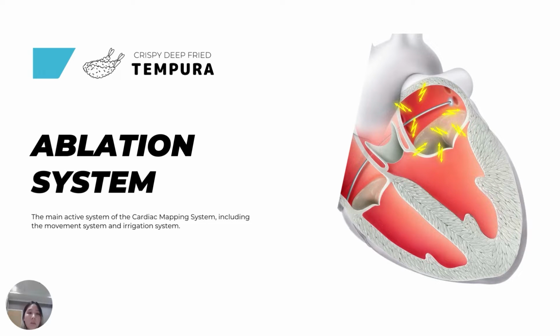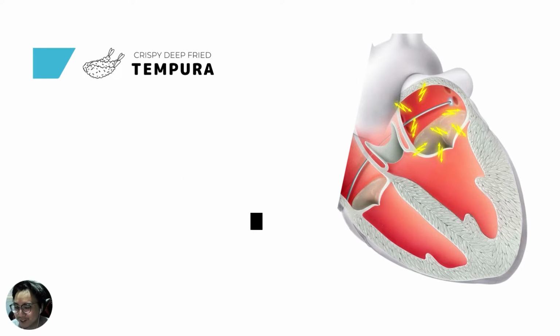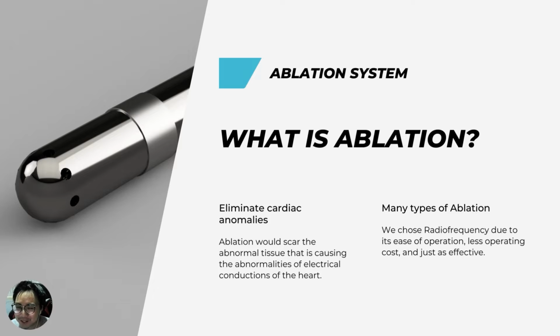And next is the ablation system. Right, so let's move on to the very heart of the system. Some may call the ablation system the very point of the cardiac mapping system, by which we would cover the main ablation system itself and its catheter design as well. So let's get started. First, what is ablation? Ablation is the process of removing or scarring an area of tissue that is causing the problem for the conduction of electricity, which in our case is the heart.